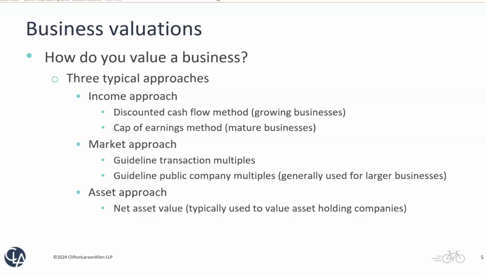And then there's the asset approach. This is the net asset value. This is typically not used for companies that are a going concern. It's typically used to value asset holding companies. So I would view that as a floor value. Sometimes you'll see it used where the company is in decline and the net asset value of the business is worth more than the expected cash flows from the business.